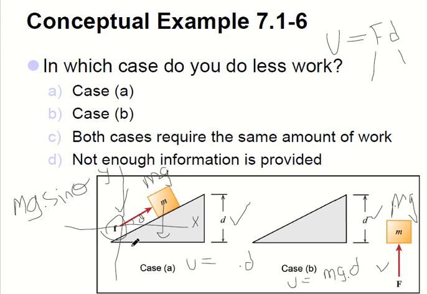So your F is mg sine theta because of this incline. It's not flat horizontal like this. You're not pushing this way, you're pushing that way. That theta is your incline angle, which is the same as that. So we account for only this component, and that's where you get the mg sine theta.